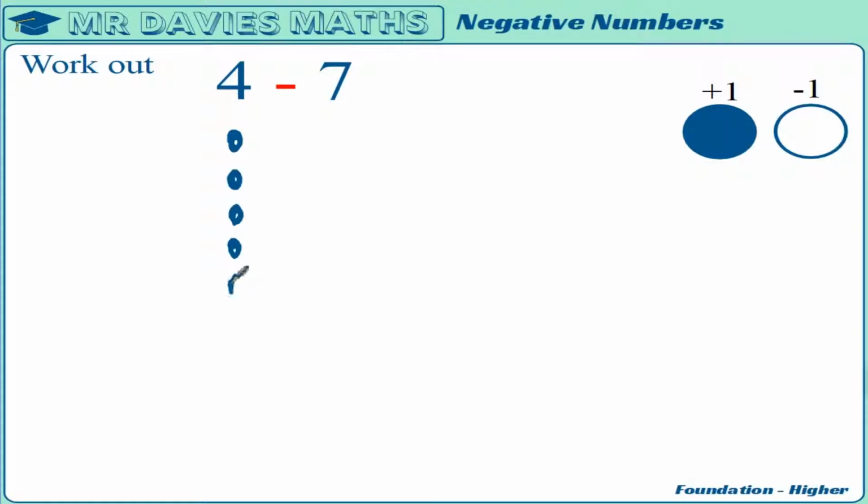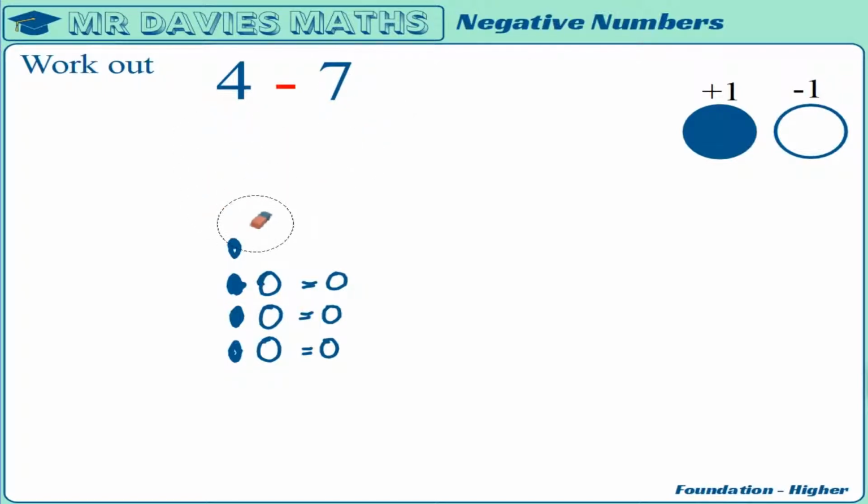So I'm going to add a 1 and a -1, which is technically a 0. I'm going to import a 1 and a -1, which is another 0, and another 1 and a -1, which is another 0. So technically I've added on 0, 0, and 0. I've not really done anything to the question other than make it look a bit crazier. But now I can take away 7 ones. So 1, 2, 3, 4, 5, 6, 7. What am I left with? I'm left with 3 empty circles, which is the same as -3.